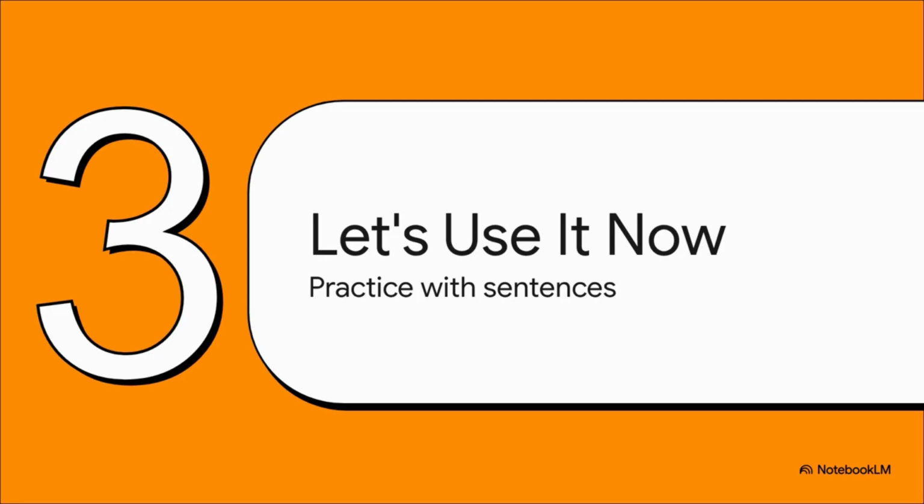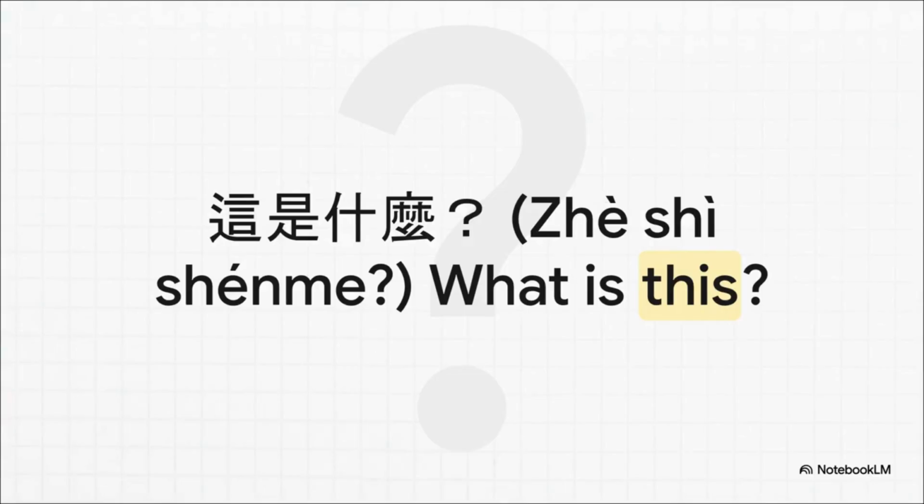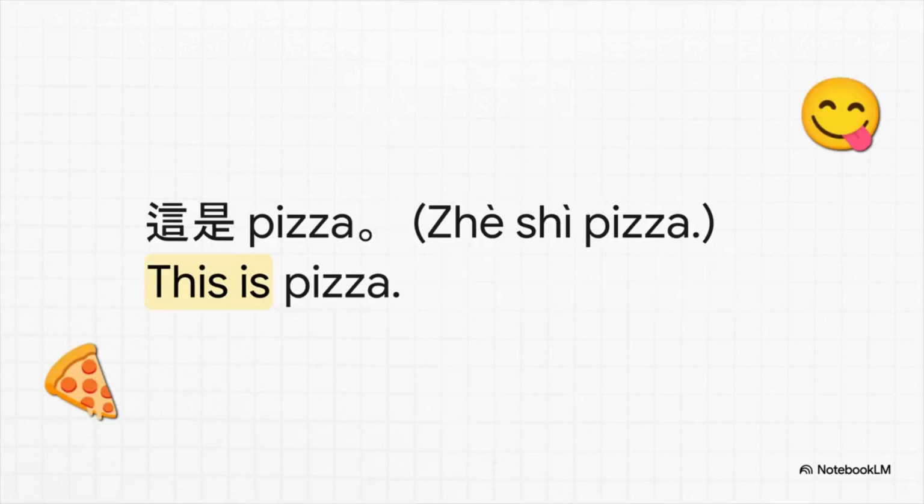And the best way to make sure it really sticks is to use it right away. So let's try it out in a couple of super simple, everyday conversations. First up, let's use the exact question from our story. Imagine you're pointing at an item on a menu, and you ask, 这是什么? What is this? And the answer could be anything. In this case, it's something tasty. 这是 pizza. This is pizza. So simple, so direct, and you're going to use this all the time.